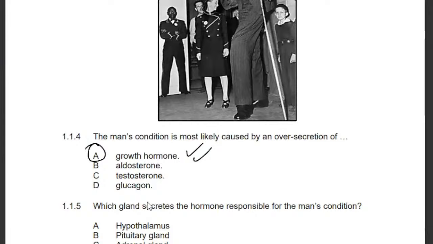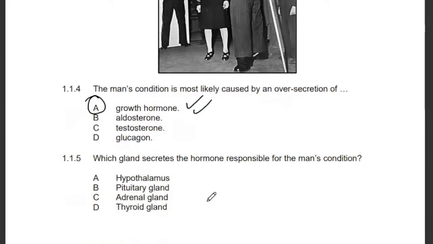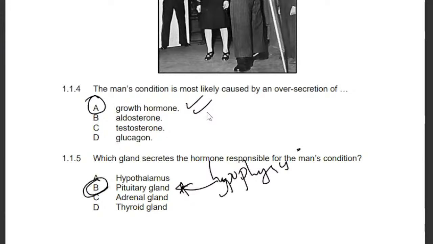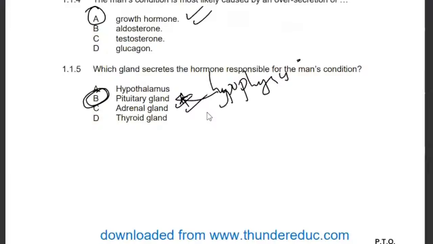Then we go to the next question, which is: which gland secretes the hormone responsible for the man's condition? Where is this hormone being produced from? It's produced from the hypophysis, or sometimes we call it the pituitary gland. Don't forget that the pituitary gland produces a number of hormones. Among these hormones, we have the growth hormone. Therefore, the answer becomes B, and then you get 2 marks there.